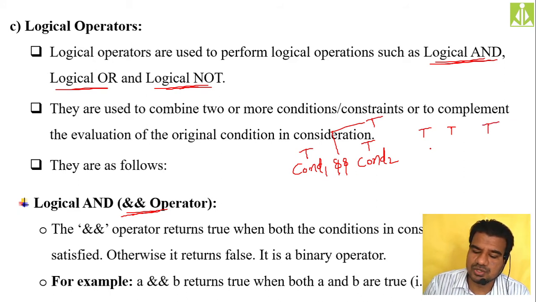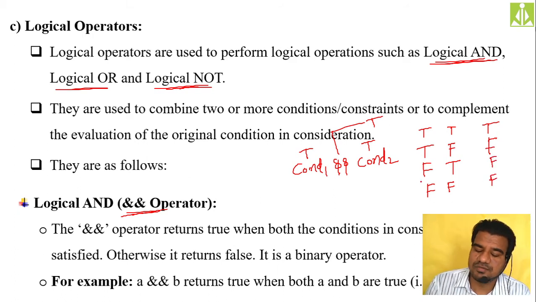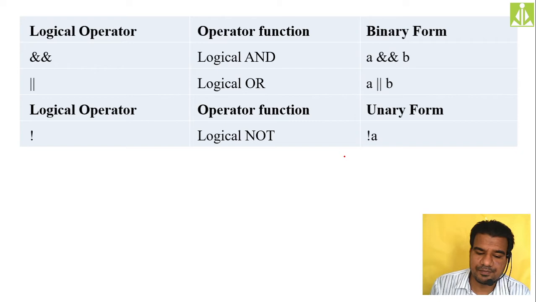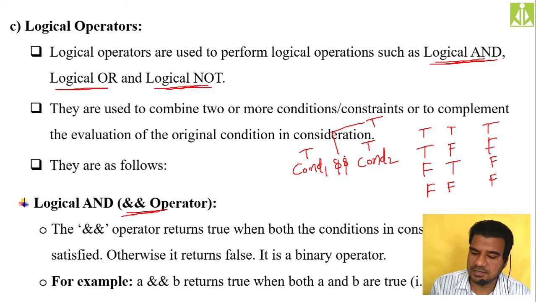In all other cases, if one is true and the other is false, or if one is false and the other is true, or if both the conditions are false, the logical AND operator will return false only. So we have the truth table in order to understand the working of this logical AND operation. Yes, this is the truth table you can consider. I will once again draw the truth table, not to bother about it.